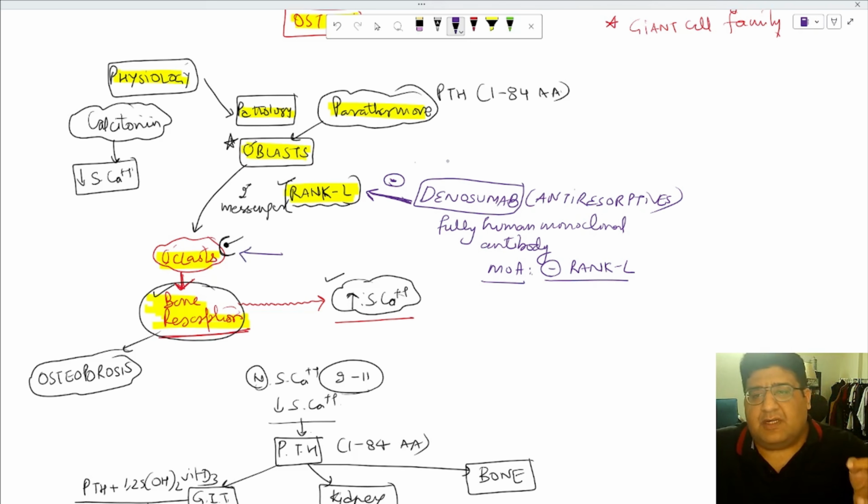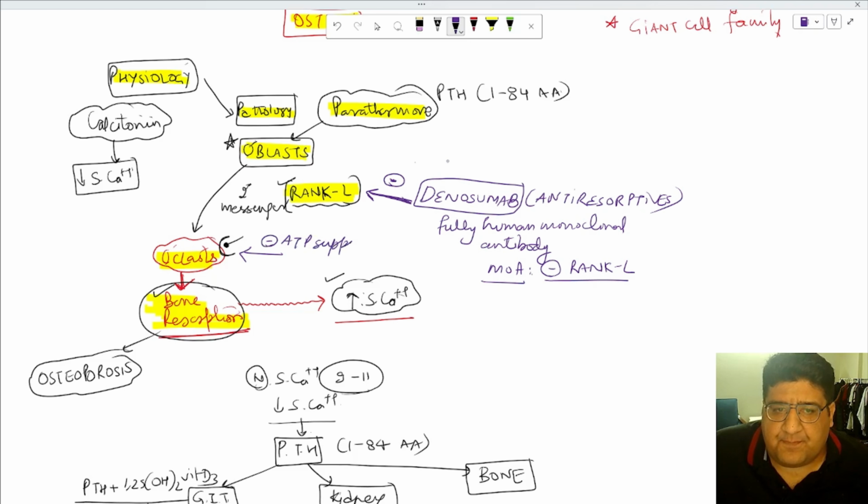Everybody knows that for any cell to do its job, it requires energy. For energy, you have to have ATP. ATP comes from first year MBBS, biochemistry, mitochondria, and some cycle of some pathway. So, if you inhibit the ATP supply for osteoclastic activity, which is bone resorption, don't you think that you will again be inhibiting the resorption and you will be treating osteoporosis?